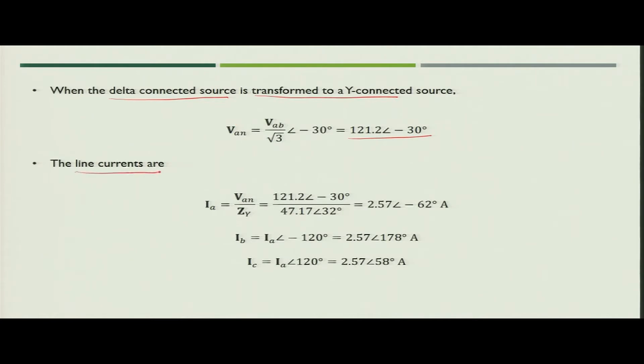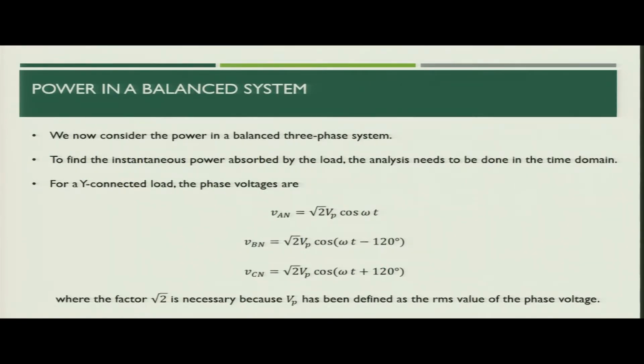Now, what will be the line current? Line current will be simply VAN divided by ZY. If you put in the values of VAN and ZY and simplify, you get IA is nothing but 2.57 angle minus 62 degrees ampere. Similarly, IB and IC you can calculate as 2.57 angle 178 degrees and 2.57 angle 58 degrees. Since the load is balanced, the magnitude of the line currents will remain the same; the only change will be the angle value. Now, let us discuss the power in the balanced 3 phase system.